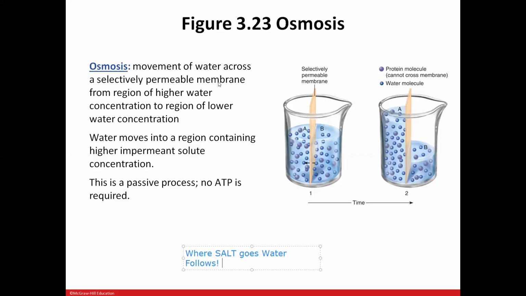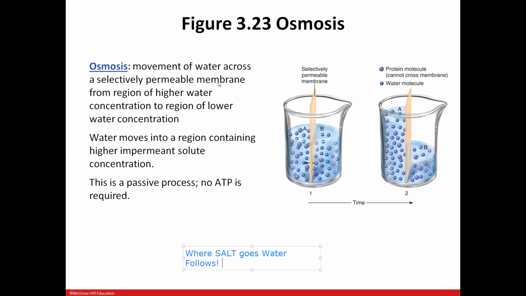Because you're trying to equalize the amount of salt that you have, you're trying to sort of dilute it, and so therefore you retain water. If you retain water and you're not peeing that out or excreting that, it increases your blood volume, which therefore will increase your blood pressure.